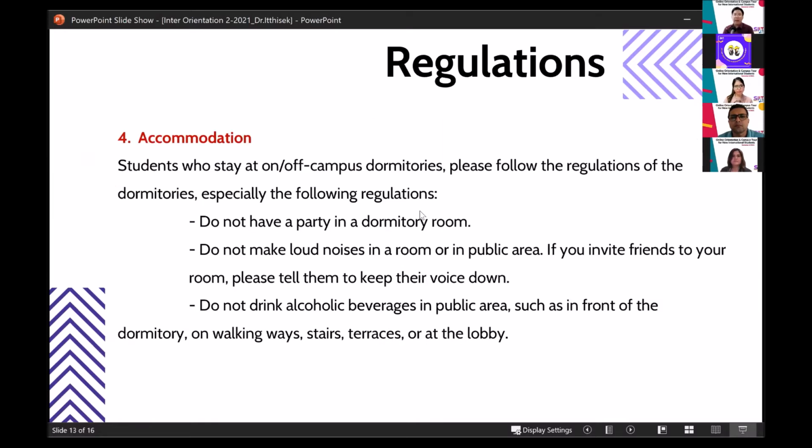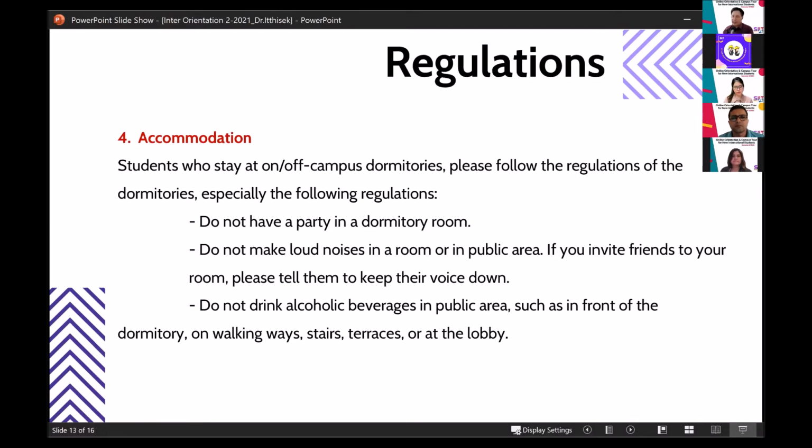Okay. Next is the accommodation. Some of you are staying in the SIIT International Residence. Some of you are staying in other on-campus or off-campus dormitories. This is just something that I've been asked to remind the students regarding social etiquette in staying with each other in a dormitory.